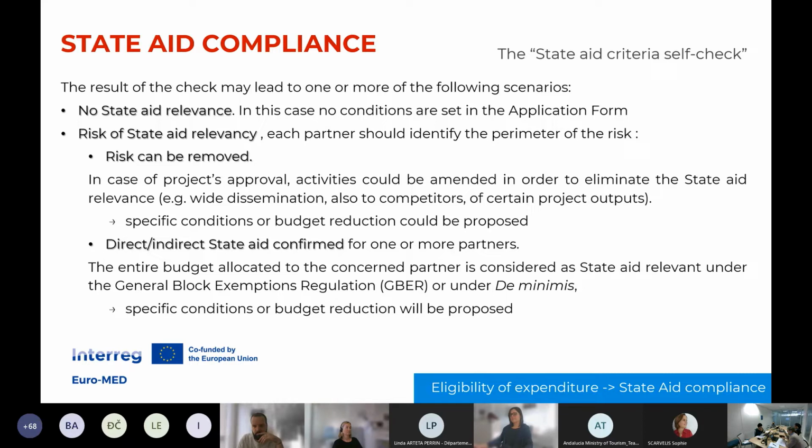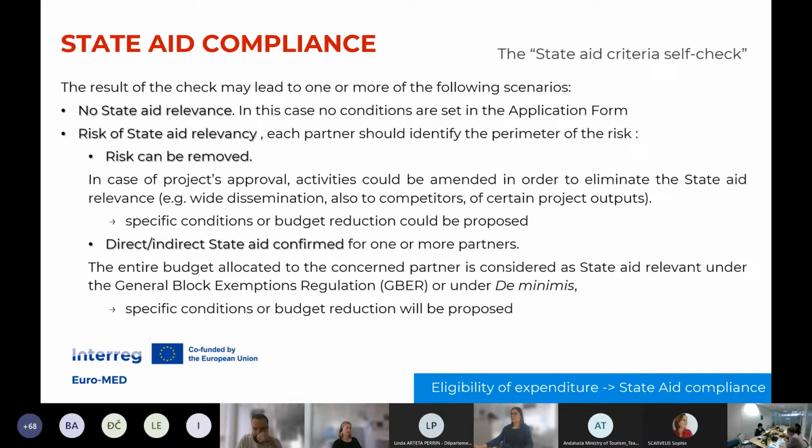There is the possibility that the self-check brings you to a risk of state aid relevance. In this case, you have two possibilities to remove the risk of state aid by operating on the activities, changing some activities, or foreseeing some specificities for the activities, such as public procurement, and so on. But again, in the program manual, you have all the examples and all the possibilities to avoid this risk.